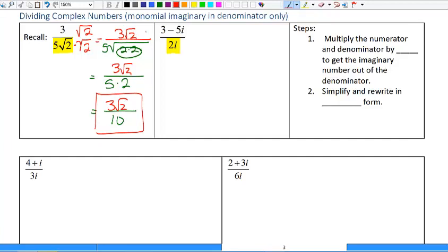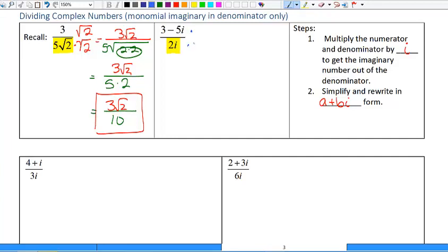Now when we're dividing complex numbers with monomial denominators only, just like we did over here with the monomial radical, we are going to follow these steps. Multiply the numerator and denominator by i to get the imaginary number out of the denominator. Just like before, we had to multiply by something convenient so we got 2 copies of it. In this case, I'm going to multiply by i to get the imaginary number out of the denominator. Next, we're going to simplify and rewrite in a plus bi form. Again, this only works if there's a monomial in the denominator.